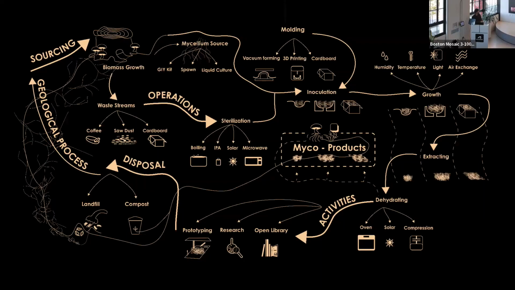We also tried using spores or spawn, which is in the initial stages of growth. So that's relatively slower, but has a lower footprint in the process. And also liquid cultures, which come in syringes, which can also be inserted into the waste.